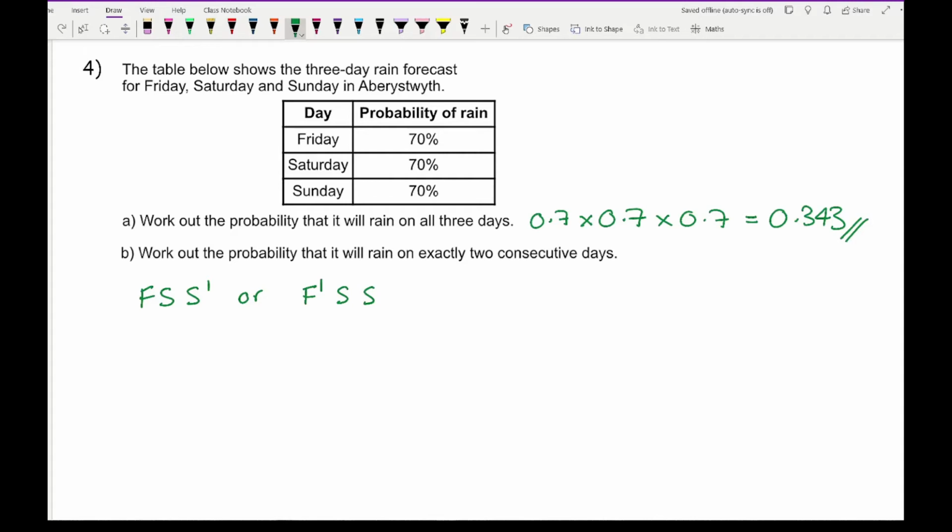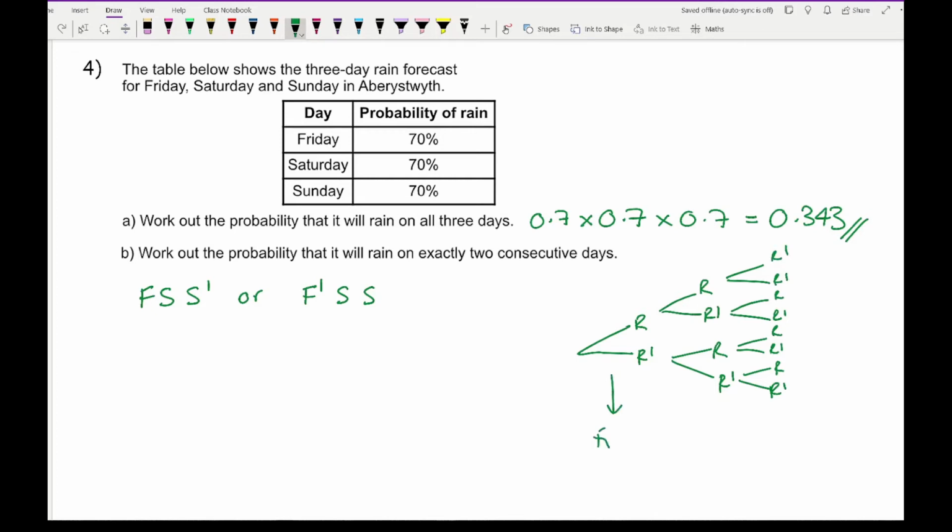So for this, and again, let me just quickly go through what the tree diagram would look like. It would look something like this, where this would represent Friday, this would represent Saturday, and this would represent Sunday.